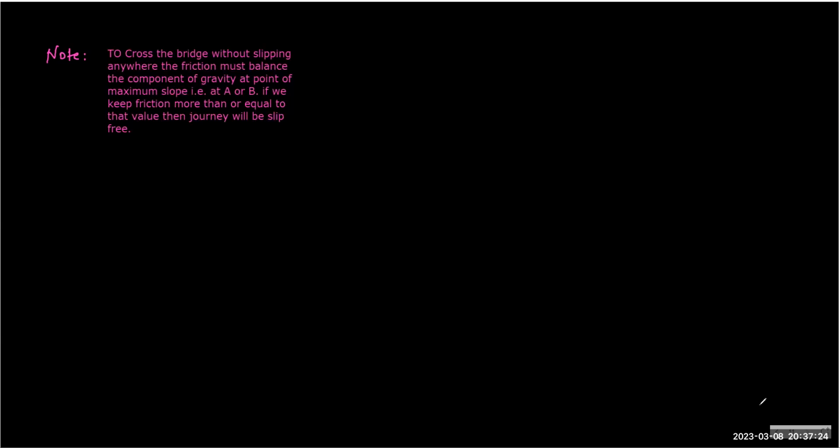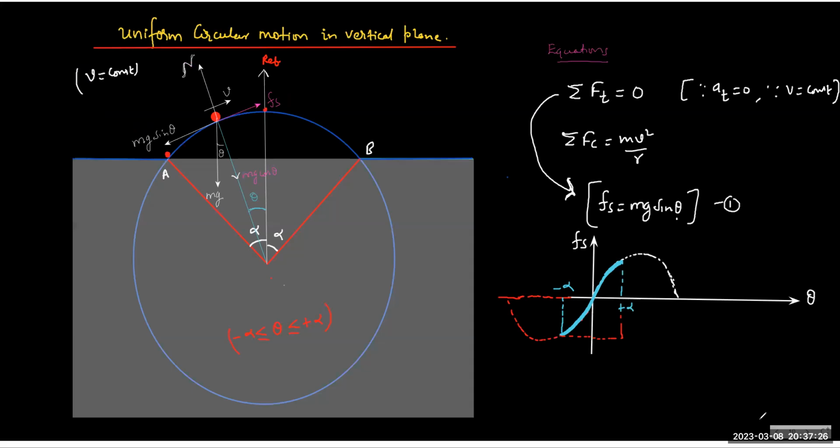Generally, this is what is asked in the examination or in the challenging problems of circular motion. So the most challenging problems of circular motion will come from this particular concept. Anyway, you write the equation Fs equals mg sin theta, and the second question we didn't write. So this will lead to what equation?